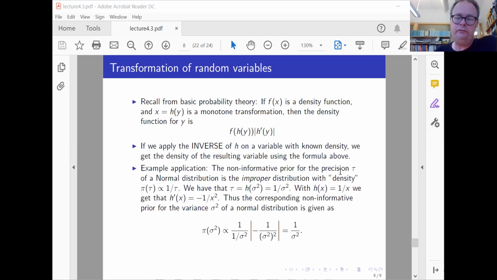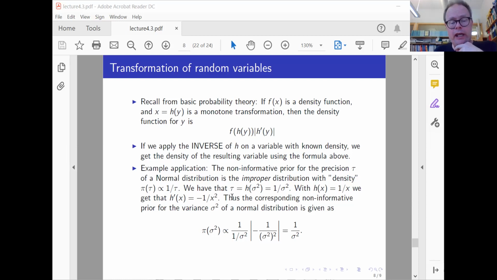So let's have one application. It's kind of strange, but it's nice also. Remember that the non-informative prior for the precision parameter tau of a normal distribution is the improper distribution with density proportional to 1 over tau. It's not a real density because it's improper. Now, tau is the precision, so that's 1 over the variance. What would be the non-informative prior for the variance, one might ask?